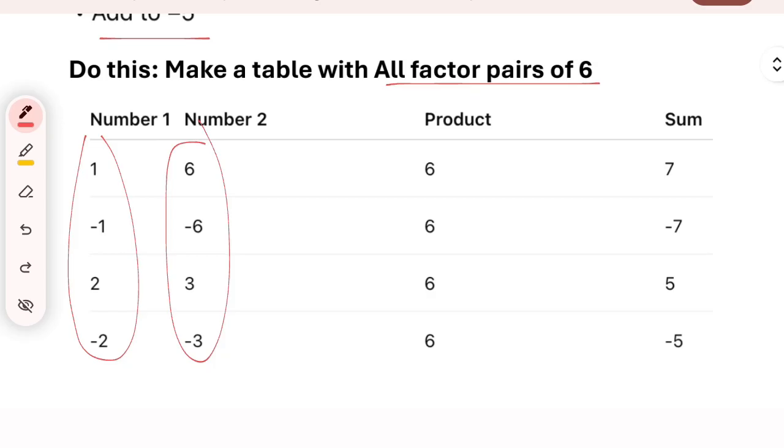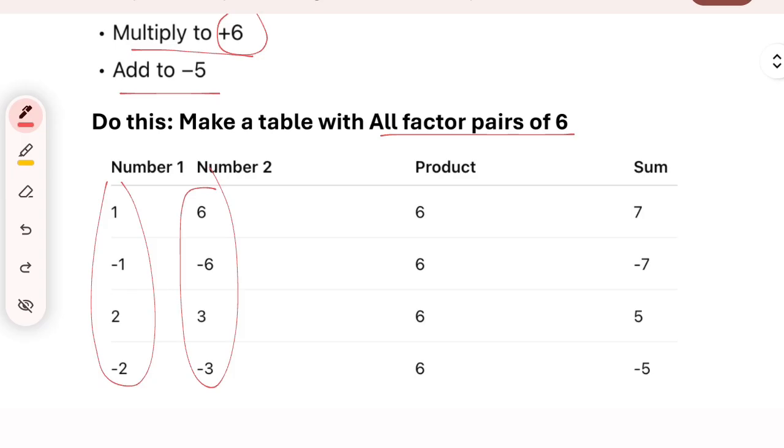If you multiply column 1 and column 2, it will always give you positive 6. So positive 1 and positive 6 when multiplied would give you 6. Remember, we need positive 6. Now, what is the other pair? We can also have negative 1 and negative 6, right? If we multiply both, it would also give us a positive 6.